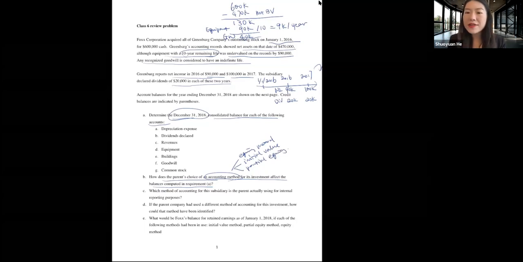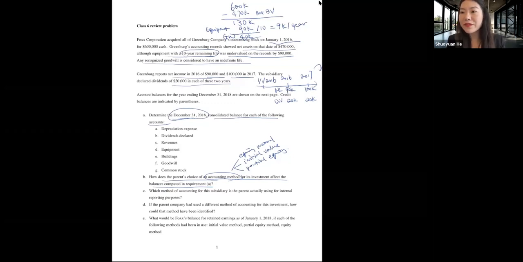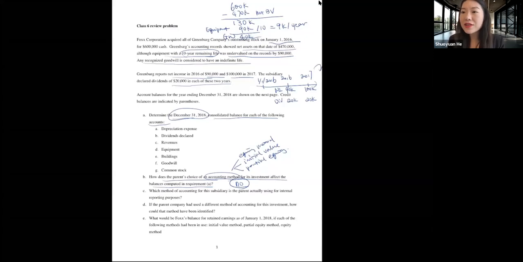So this question is asking what the parent's choice of accounting method. Does the parent choose equity method versus initial value method versus partial equity method? Would it affect the balance computed in requirement A, or in other words, would it affect the consolidated total account balances for the firm? And for this one, we already spent a lot of time talking about it in last class. So the answer is no. No matter which method the parent chooses, the consolidated total numbers would all be the same.